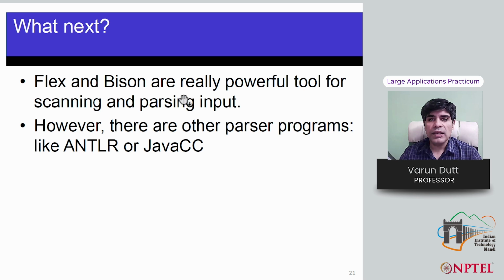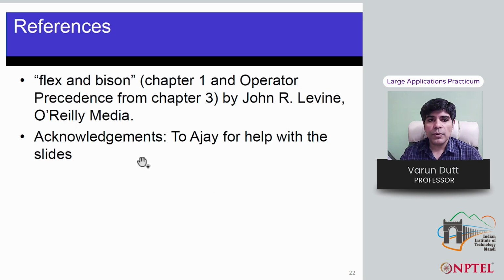So Flex and Bison are really very powerful tools for scanning and parsing input. You can create different types of applications using Flex and Bison, which could also be compilers, which are really large applications. There are other parser programs also available, like ANTLR and JavaCC. You can also try these and Google and check them out. Flex and Bison was prepared using this resource by John R. Levine. I acknowledge the TA for the kind help.